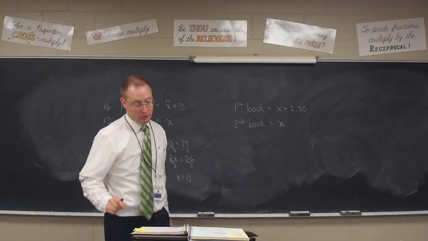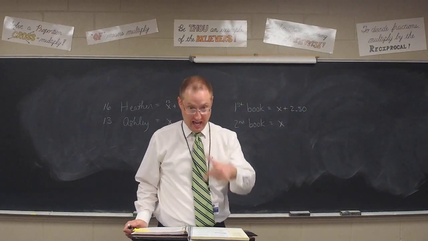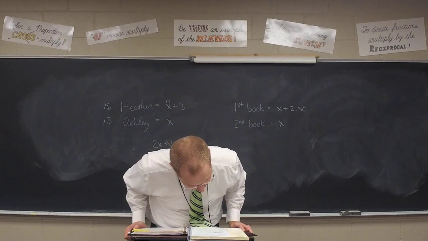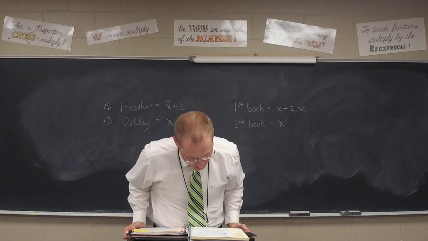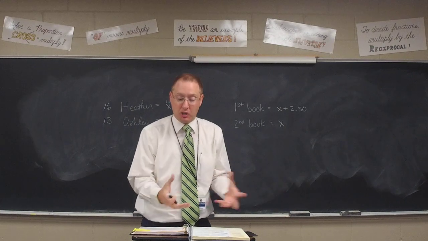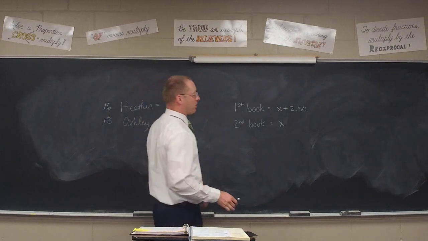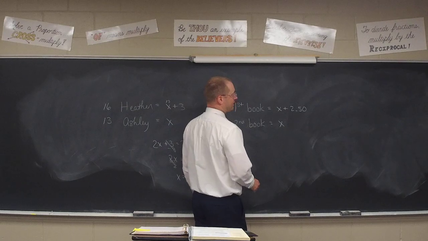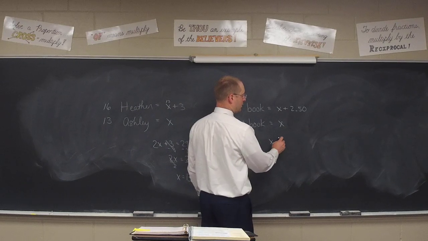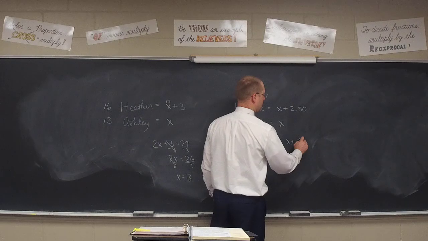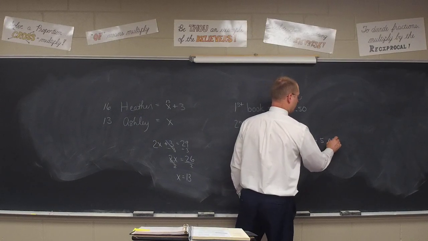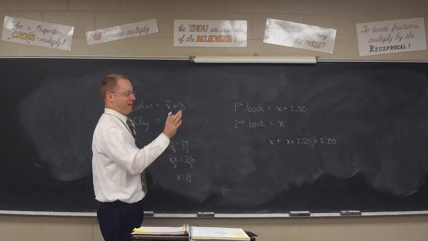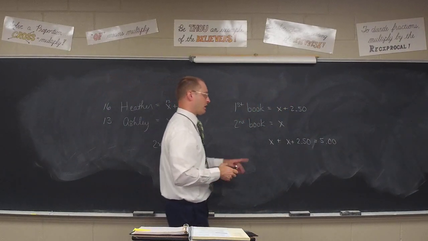There we go. Now, what's the number we haven't used yet, Griffin? $5. What was $5? The total of the 2 books together, right? Both books together cost $5. So what's our equation? x plus x plus 2.50 equals 5.00, which is 5. We could just say 5, but I'm going to go ahead and leave it in the money look. I think that'll make it easier in the end.